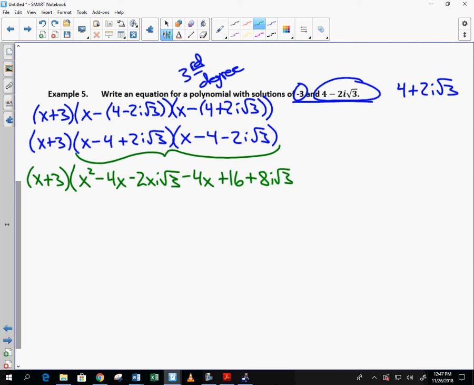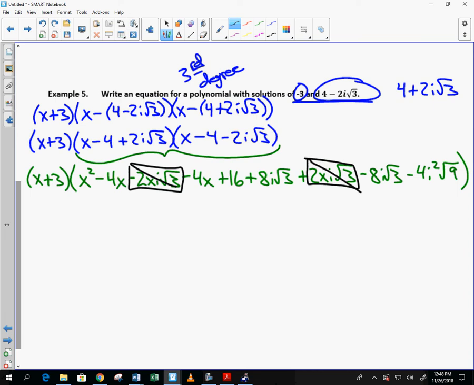I move on to the 2i roots of 3. 2i roots of 3 times x is 2xi roots of 3. 2i roots of 3 times negative 4, negative 8i roots of 3. And 2i roots of 3 times negative 2i roots of 3 is negative 4i squared roots of 9. What do you notice? What cancels? That guy is gone with that guy. Sweet. I like that. 8i roots of 3, negative 8i roots of 3.